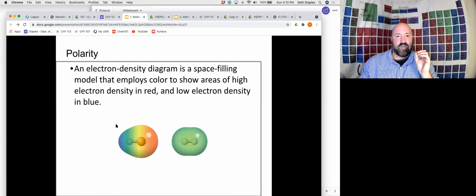So we can see a good picture of that here. So this would be maybe our carbon and our fluorine. The electrons are getting pulled towards the fluorine a little bit. Or sorry, the opposite, high density in red. Here's the fluorine here, here's the carbon. So the electrons are getting pulled towards the fluorine. So we have more of an electron buildup here.